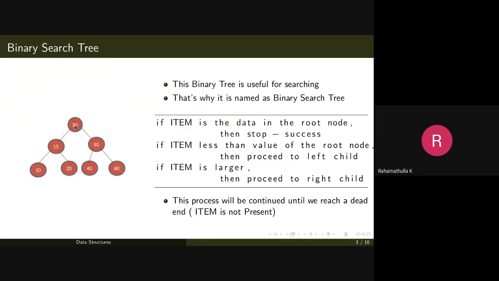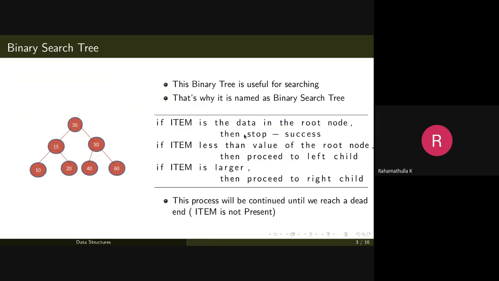For example, if you are searching for an element 35, then you come here, then the item you are searching is greater, come here. The item you are searching is less, then you come here. The item you are searching is less, but there are no more elements. It's a dead end, so you can stop and say that the item is not present in your binary search tree.